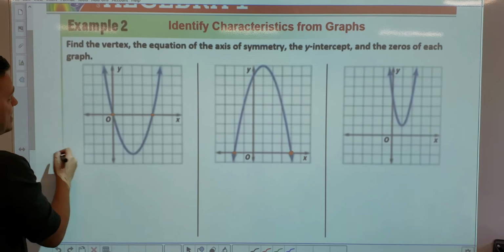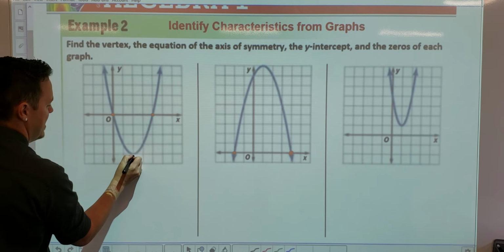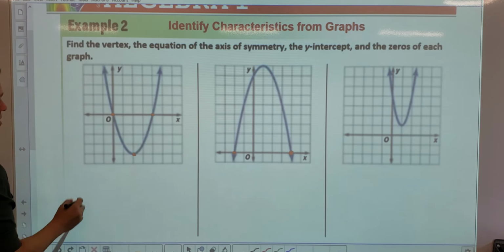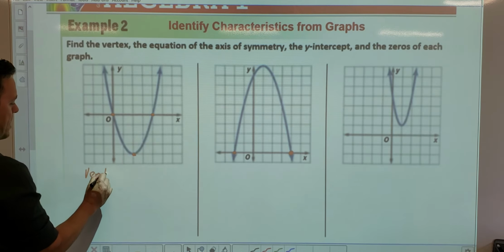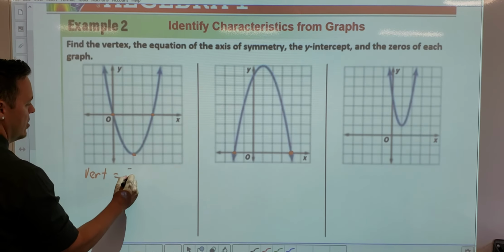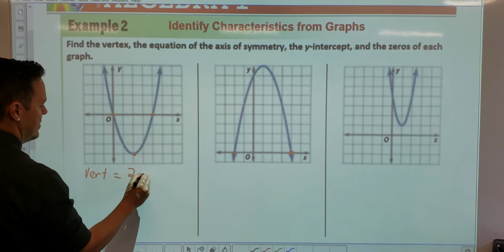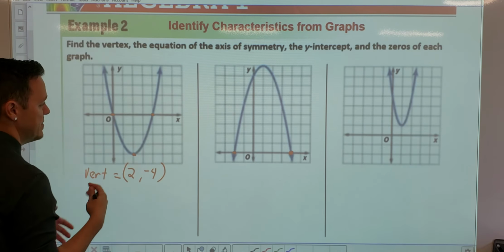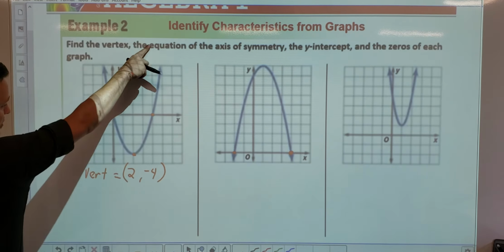All right, so let's find the vertex. Vertex is where it comes down and hits. So the vertex is right there. So my vertex is 2 over, 1, 2, 3, 4 down. Simple enough, right? Remember, this is about identifying characteristics from graphs, okay?